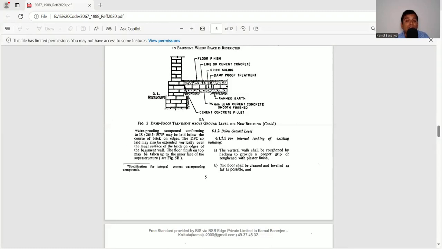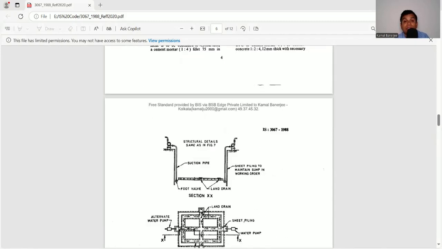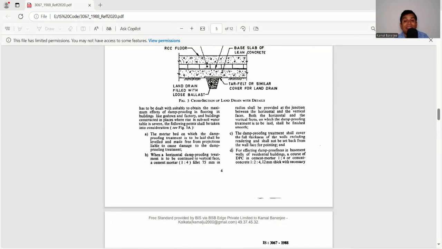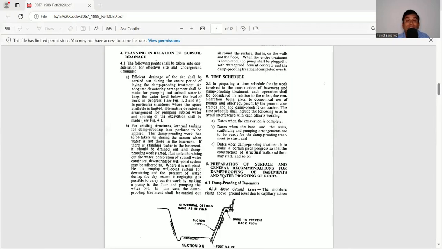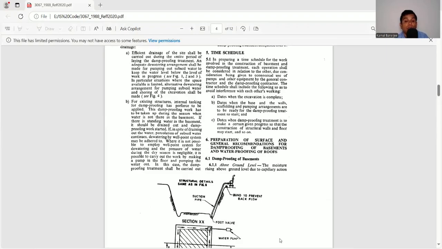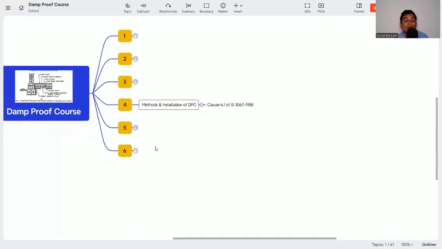The DPC so laid may also be extended vertically over the inner surface. Now it is below ground level. We are not discussing that one today. We are discussing the above ground level damp proof course in the plinth level. So as in IS 3067:1988, reaffirmed 2010, it's given in clause 6.1 how to install the damp proof course. So we have already discussed the method of installation, that is in clause 6.1 of IS 3067.